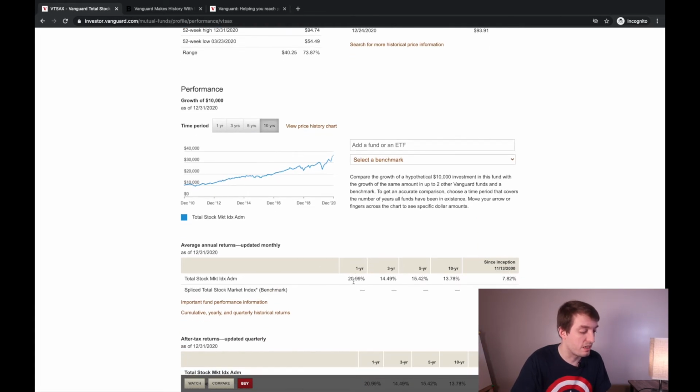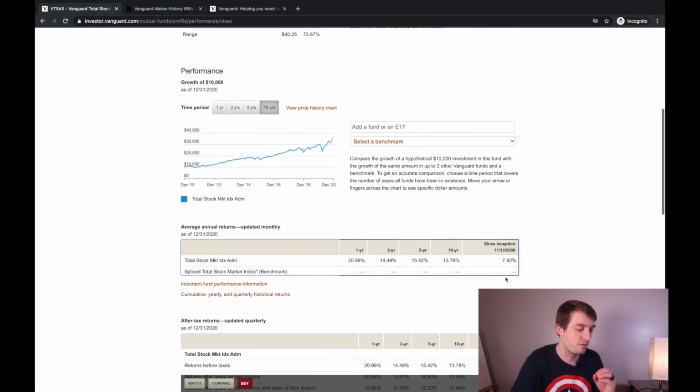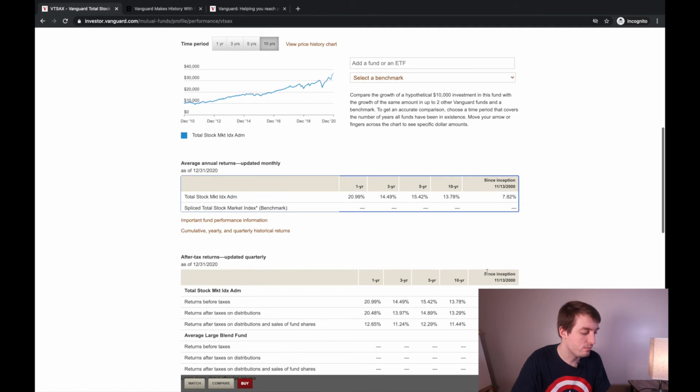And then if you're looking at percentages, it'll show you over the last year, 3, 5, and once again 10. And this fund's been around since the year 2000. So since the year 2000, it's been about 7.82%. Obviously, you can see it's been great the last 10 years. And this is mainly taken down by 2008, when we obviously had our big market crash at that time, and that's probably bringing those numbers down.